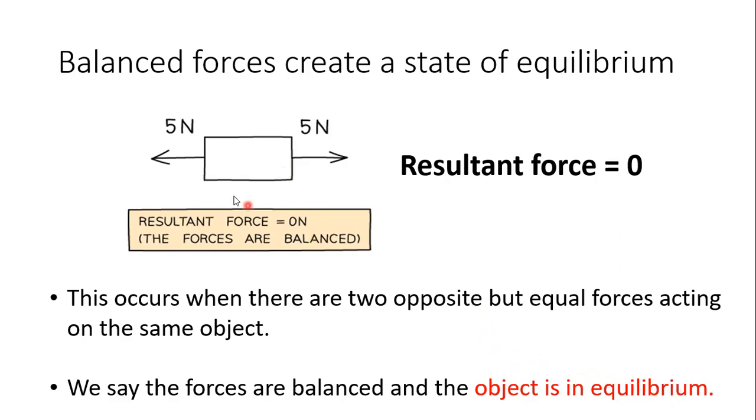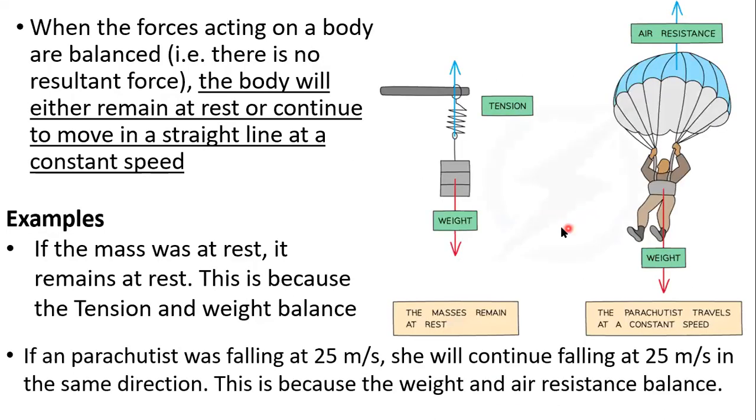So we shall see what happens if this object was moving and what happens if this object is at rest. So we shall see what happens if we have the resultant force of 0 newtons.